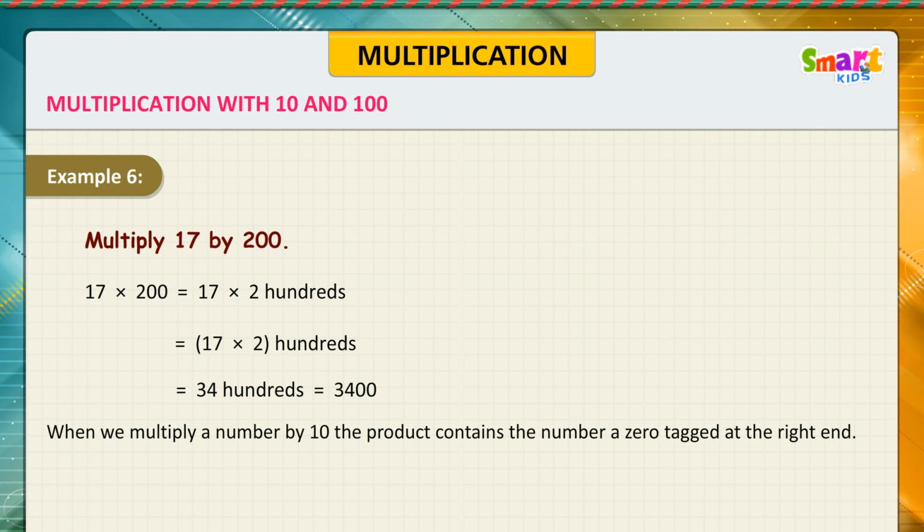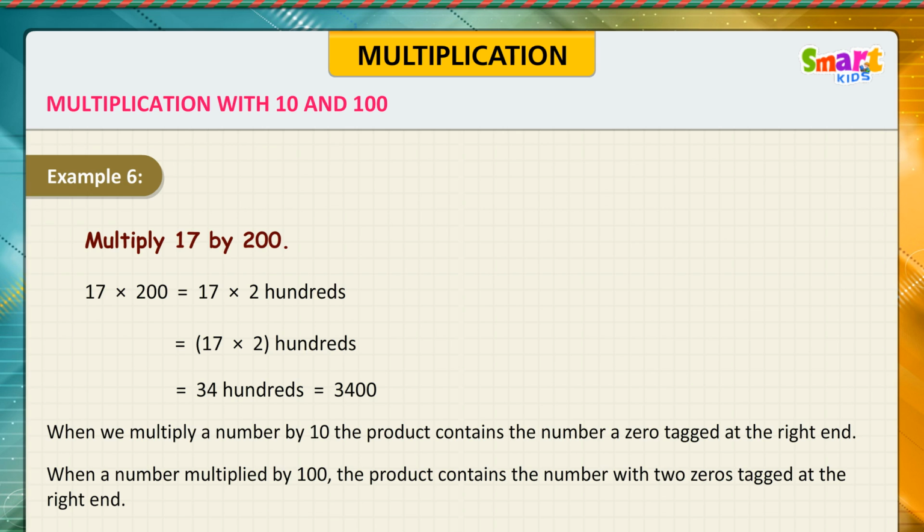3400. When we multiply a number by 10, the product contains the number with a zero tagged at the right end. When a number is multiplied by 100, the product contains the number with two zeros tagged at the right end.